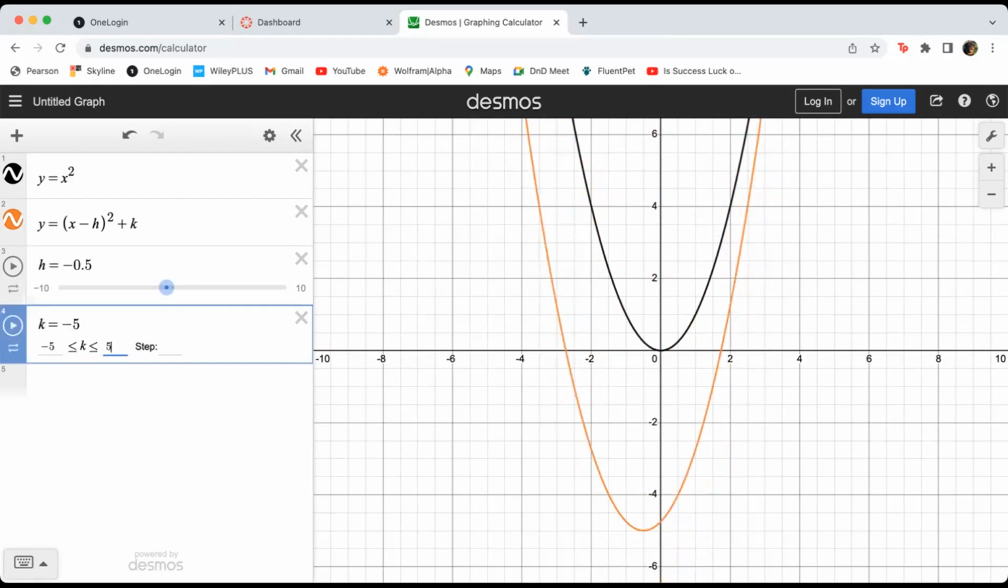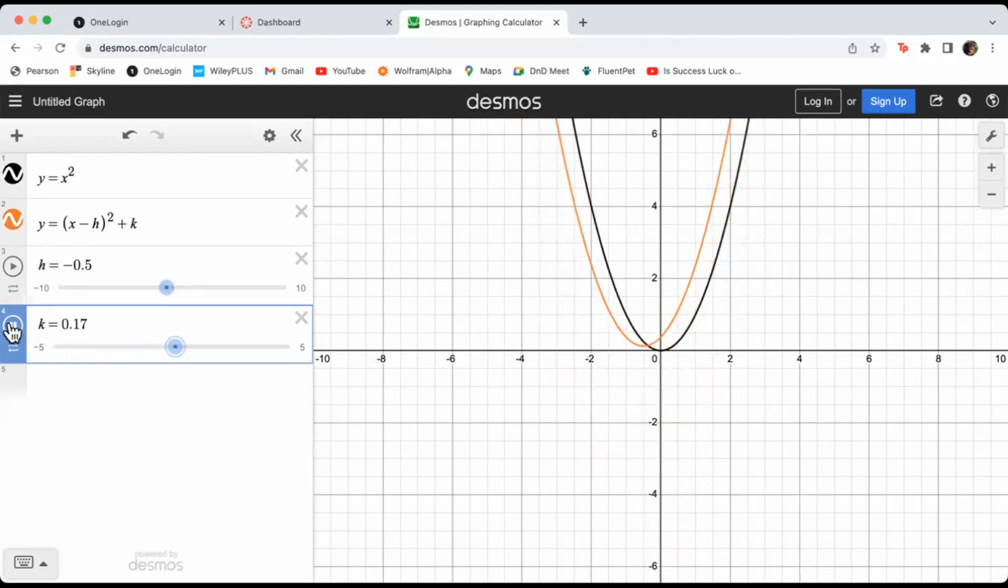Calm this down a little bit. So now my addition on the outside is moving the graph up and down. Notice it's hard to see because of the resolution, but it's x minus h squared. And that should be a plus k. I did not see the plus.